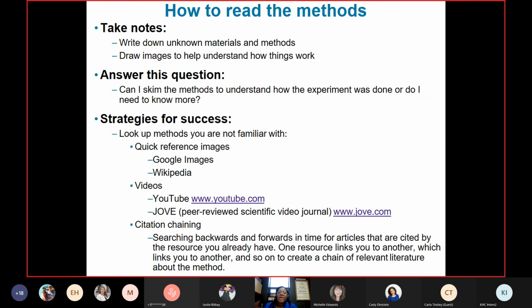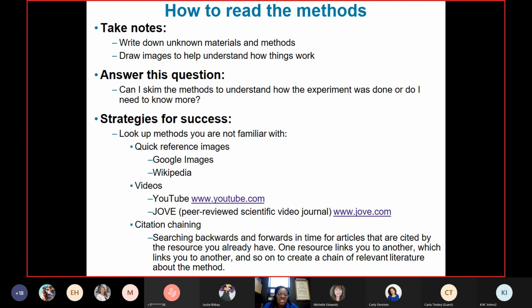All right, how to read the methods. Again, these are the nitty-gritty things that you do. You want to take notes and write down unknown materials, things that you've never seen before in methodology. And you want to draw images in this section to help you understand how things work. So for example, I mentioned earlier about taking DNA out of lung tumors from different populations, right? So I will have a little diagram about how we do that, step 1, step 2, so that I can understand how that DNA came out and how you analyzed that further.